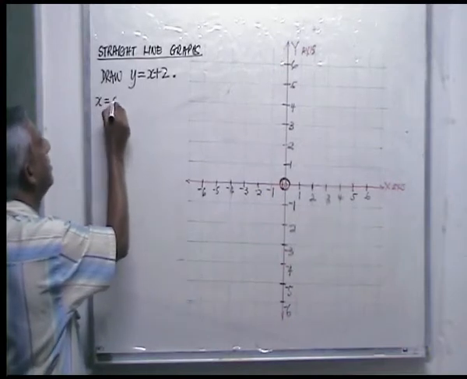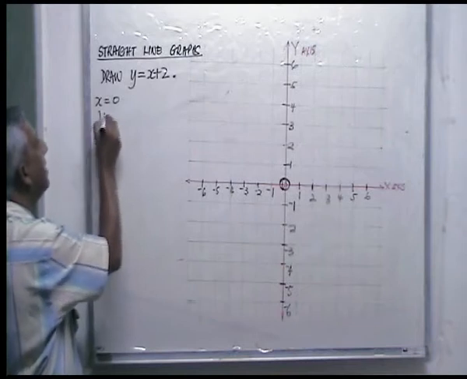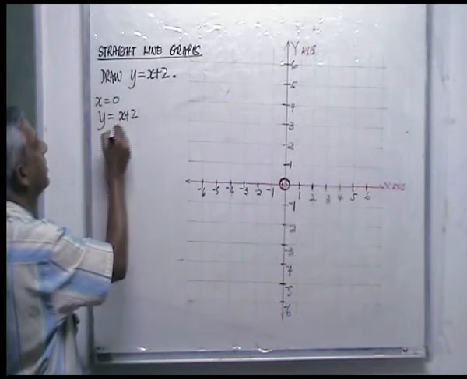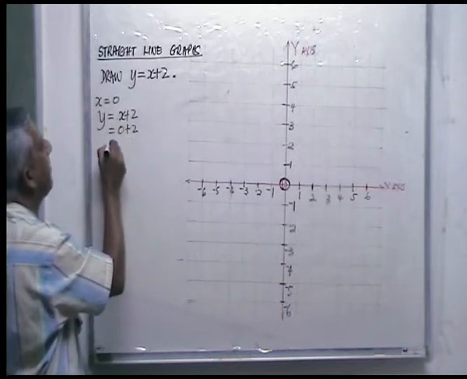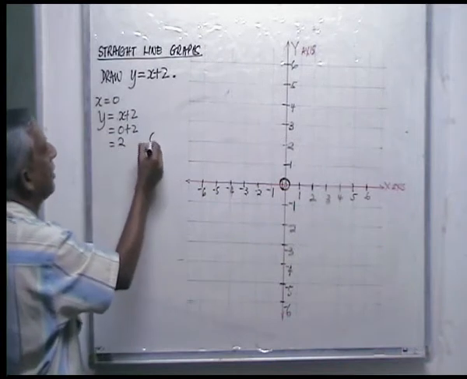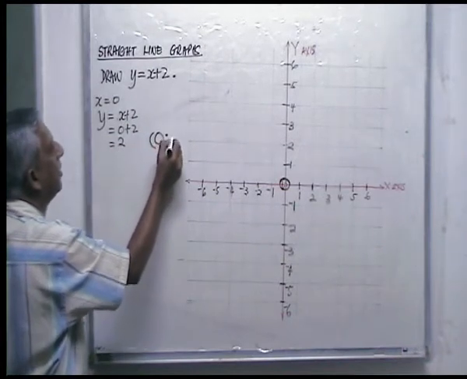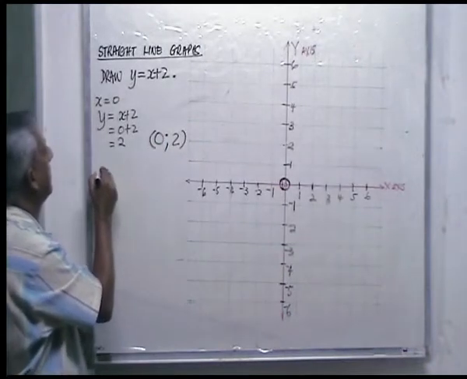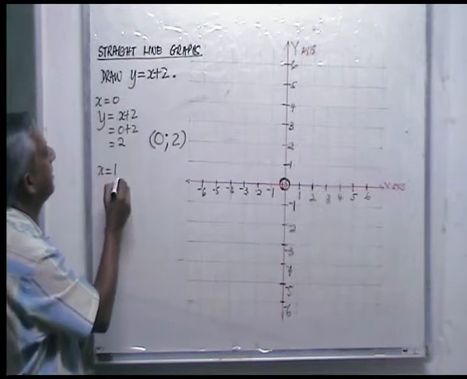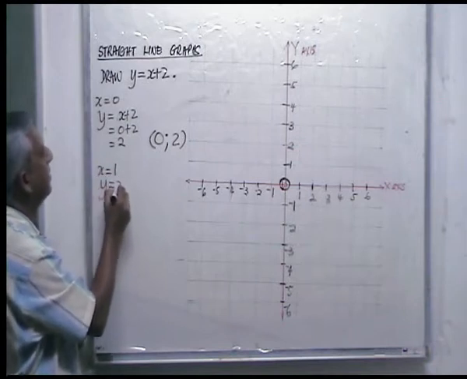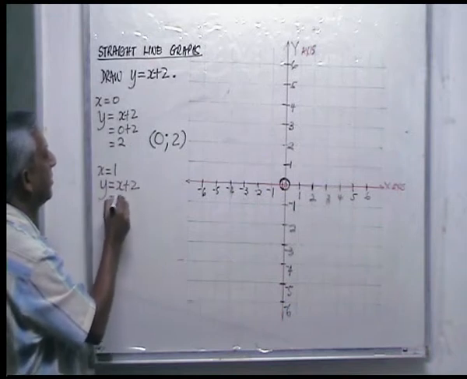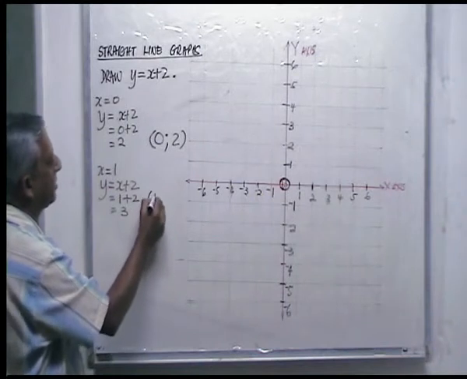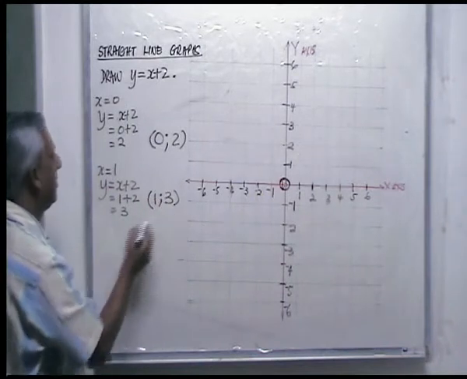You'll say, well, let x equal to 0. Then y is equal to x plus 2, which will be 0 plus 2, and that's finally 2. So you'll get your first ordered pair 0, 2. Then you're going to find your next ordered pair. Let x equal to 1. So y is equal to x plus 2. So that will be 1 plus 2, which is 3. So your next ordered pair is 1, 3.